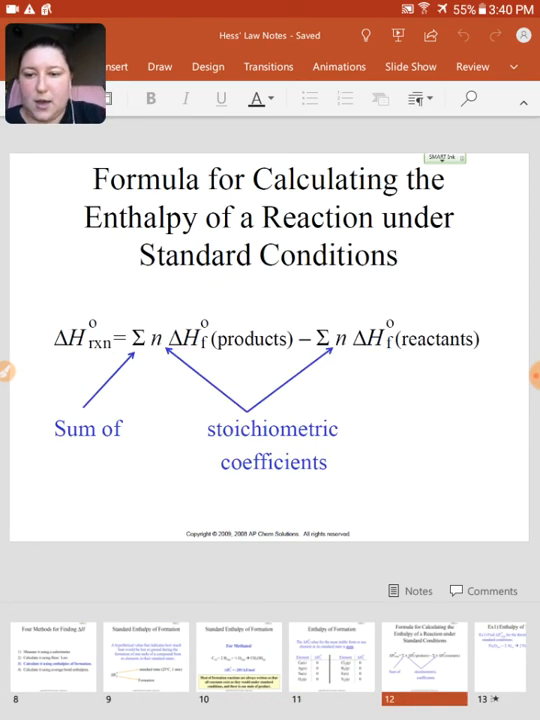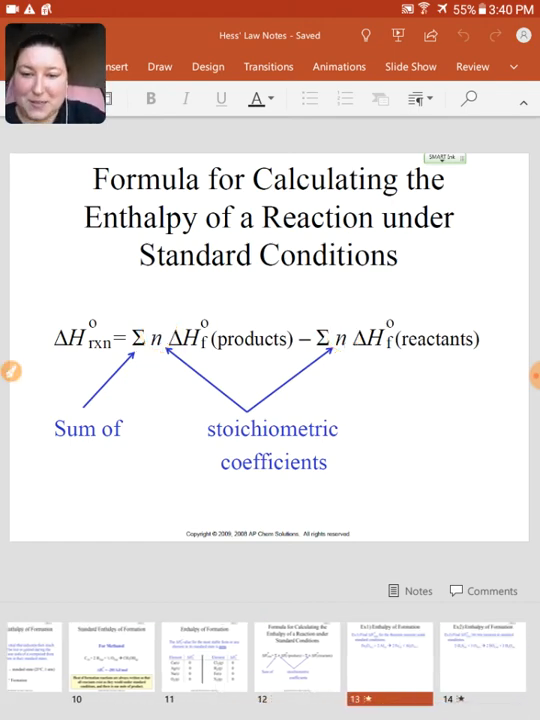So basically, same kind of reaction we've always seen. The formula for calculating the standard enthalpy of the reaction is going to be equal to the sum of the enthalpies of formation of the products minus the sum of the enthalpies of formation of the reactants. The only thing that's different is that we multiply each one by its coefficient, which isn't that hard to do.